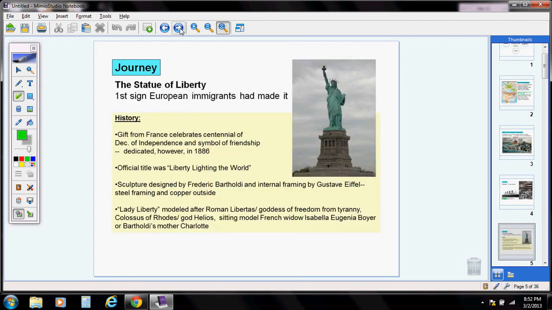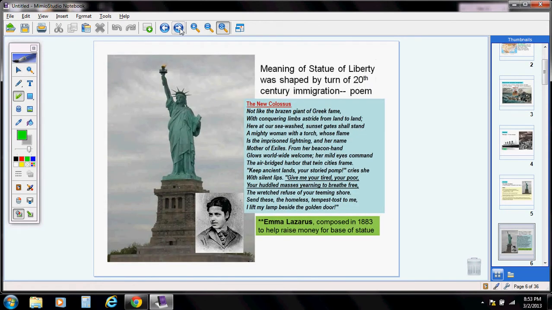The first sign that they had finally made it, if you're talking about immigrants coming from Southern and Eastern Europe, was of course the Statue of Liberty. This was a gift to us from France, celebrating an anniversary of our Declaration of Independence, of which France was an ally, helping us win our independence. The official title of the Statue of Liberty was Liberty Lighting the World, so it was an outward expression of liberty. However, the immigrants coming to America shaped the meaning of the Statue of Liberty.